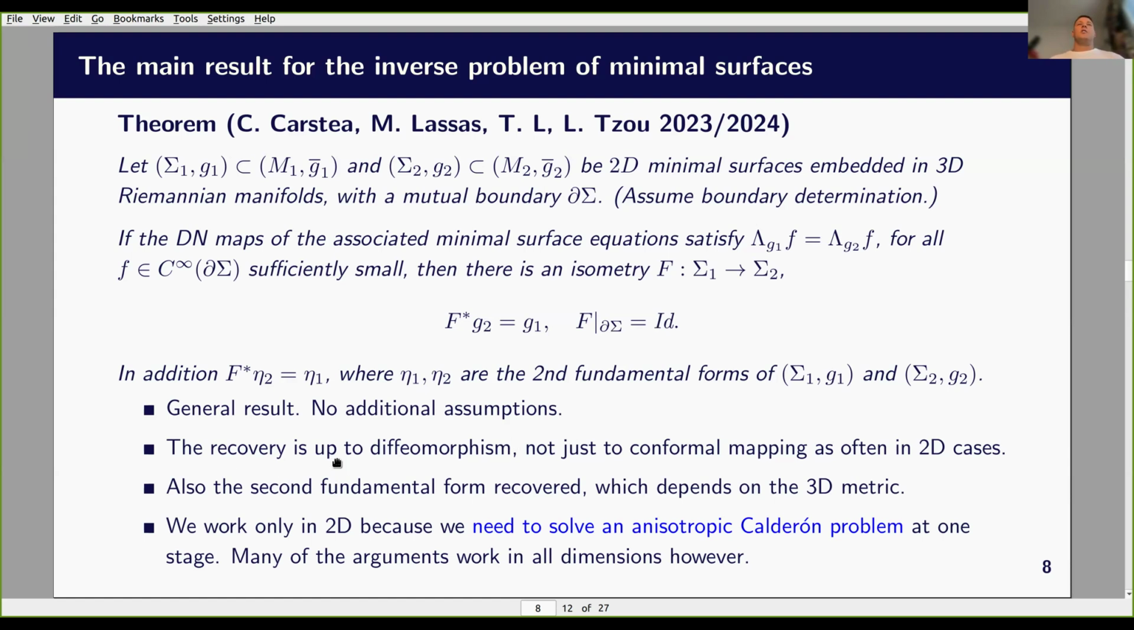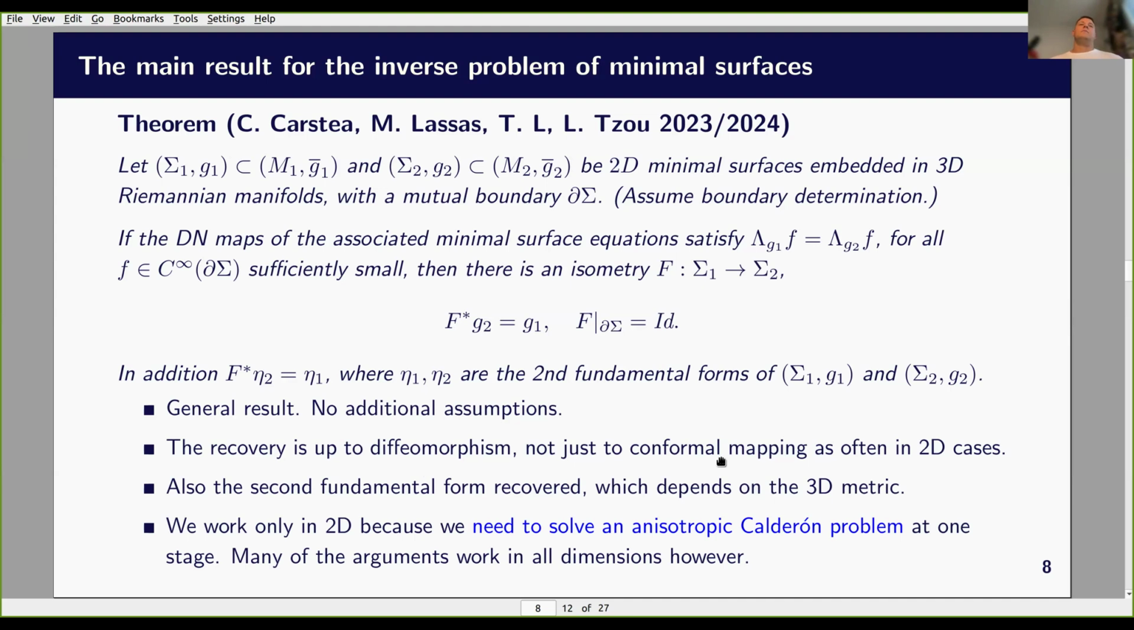Right, so the recovery is up to diffeomorphism and not just up to a conformal mapping, as sometimes is the case in dimension 2. Also, the second fundamental form is recovered. And as I said, this second fundamental form depends on the 3D metric. So you will get some information about the 3D ambient space, M, g bar.